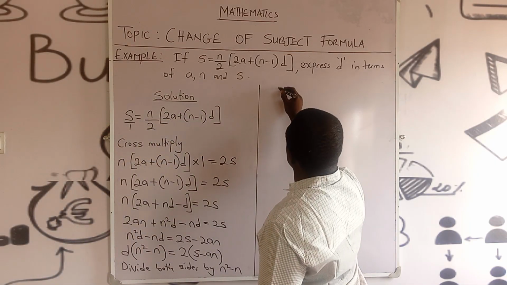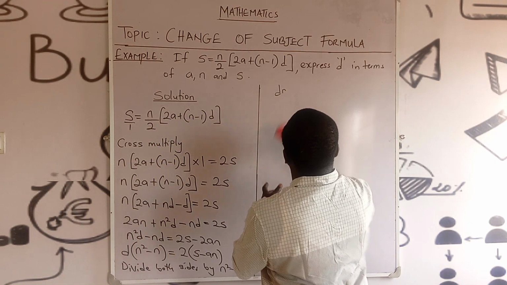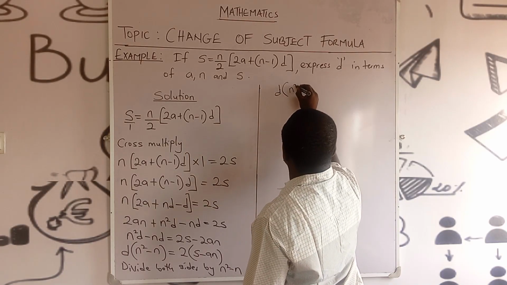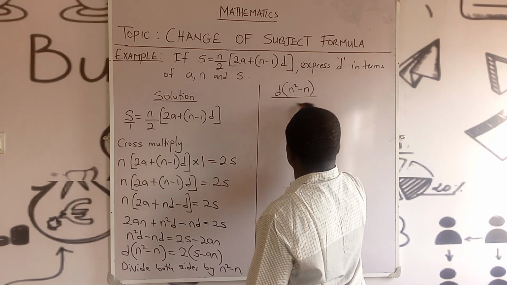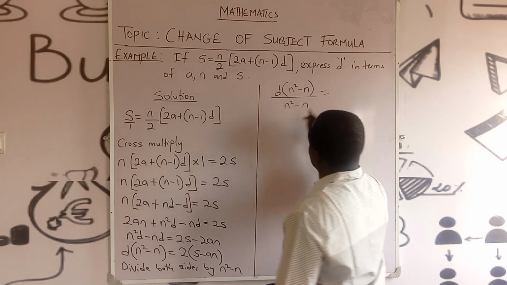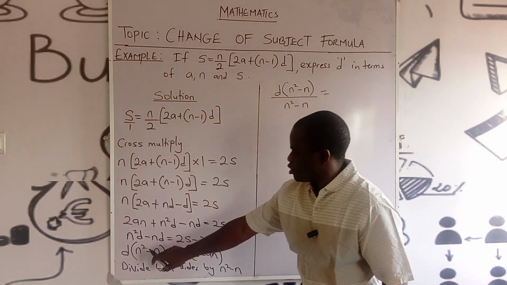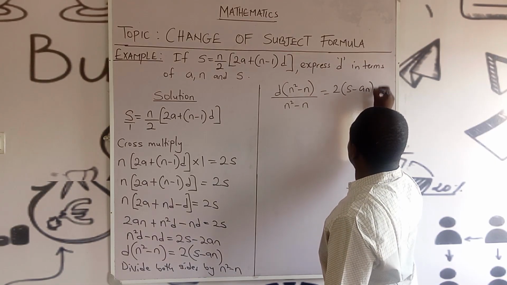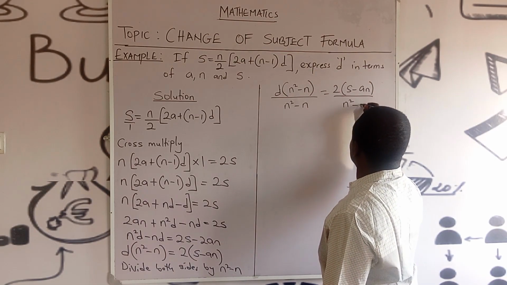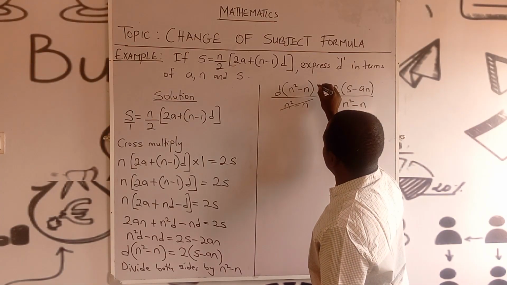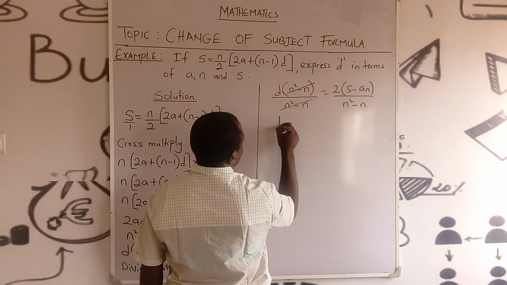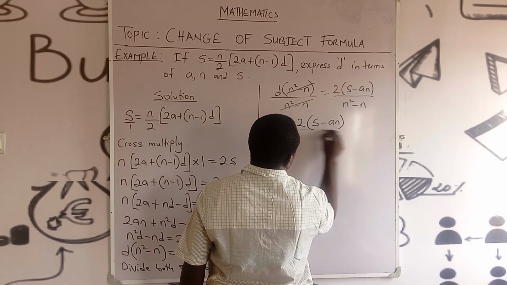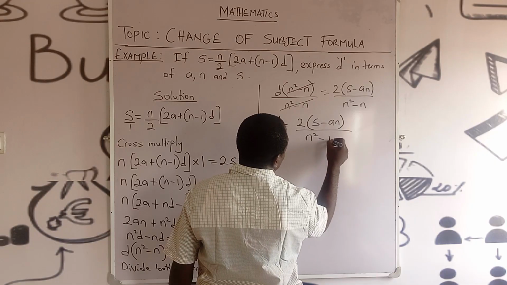You now have d into n squared minus n divided by n squared minus n. We are doing that so that we can eliminate the expression close to d, equals to 2 into s minus an divided by n squared minus n. n squared minus n cancels n squared minus n. We are left with d equals to 2 into s minus an over n squared minus n.